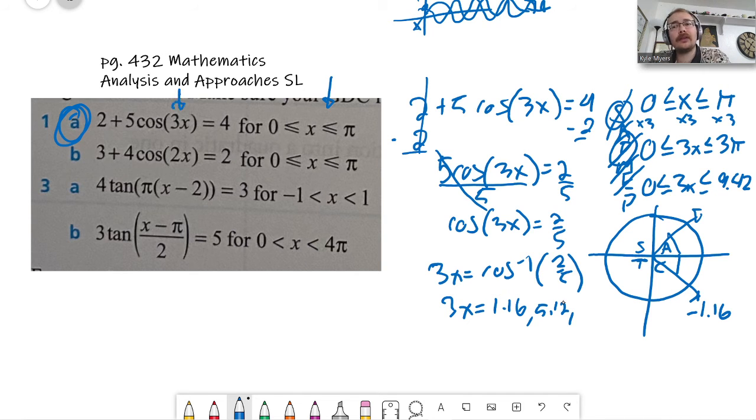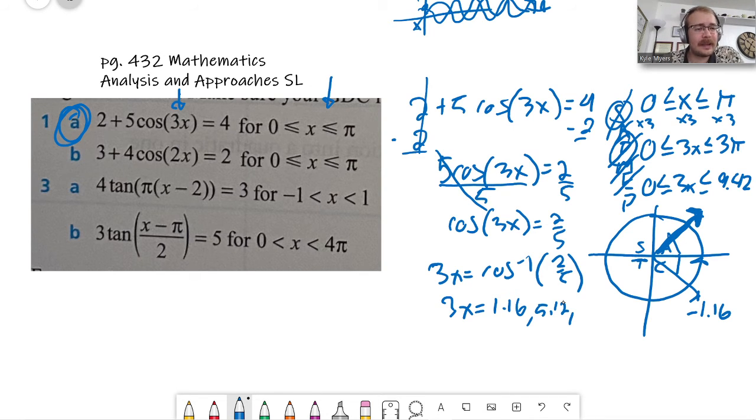But since there's a 3x here, I 3x my answers. Should have 3 answers. Well, the other answer is when you go around, you go past the 2 pi mark and you keep going. Well, I already have the angle. It's right here. I just didn't say what that angle was, like if I were to go around the circle once first. So what I want to do then is just take 1.16, which is in the same spot, and then just add 2 pi to that, plus 2 pi, and I get 7.44.